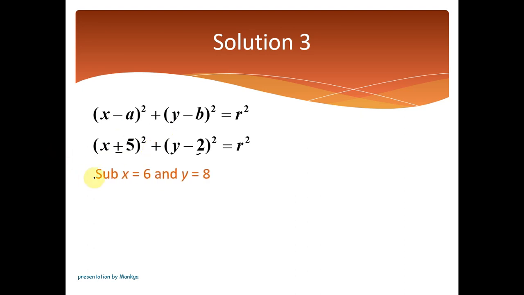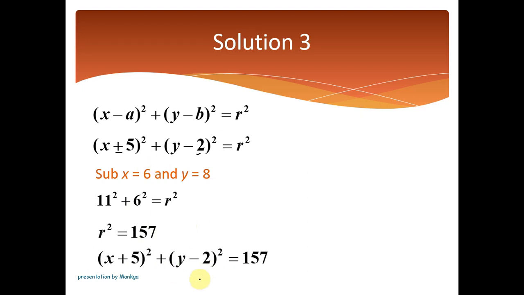Secondly, we substitute a point. A point, we have x as 6 and y as 8. So here, x is here, y is here. We substitute those two. Then when we substitute x and y, we see 5 plus 6 plus 5, it gives us 11. Then 8 minus 2, it gives us 6. Therefore, the value of r squared there will be 157. So that is our r squared, not radius, but r squared.